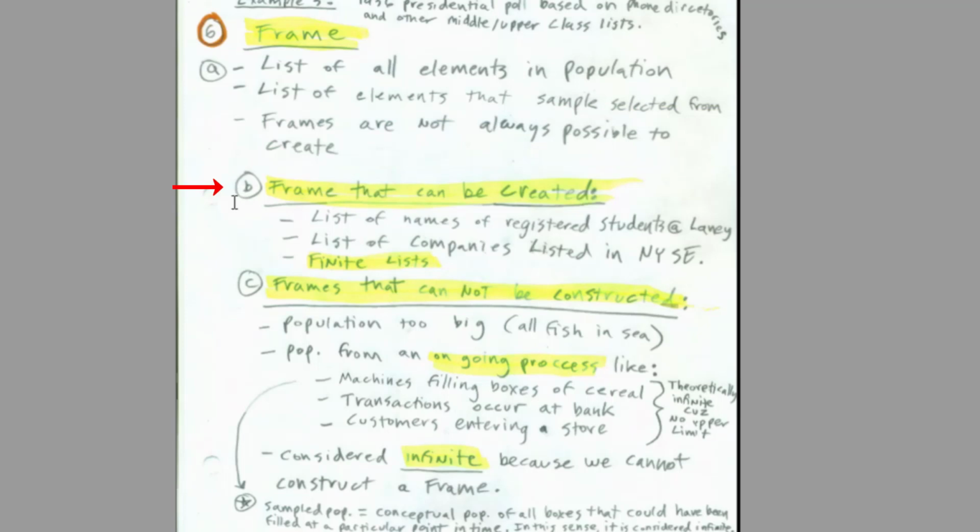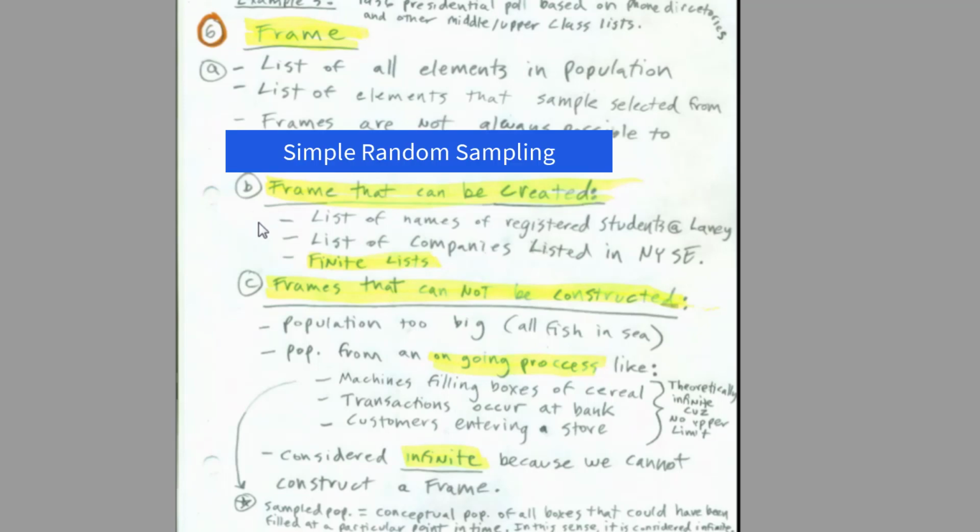So, example frames that you can create. Well, if we had a list of all the names of registered students at Laney College, that's something we can get or obtain. A list of all the companies listed on the New York Stock Exchange. So if we were going to do a sample on just some of the companies, we could choose from this list. These are finite lists. If we actually have a list, then we can use what's called simple random sampling.